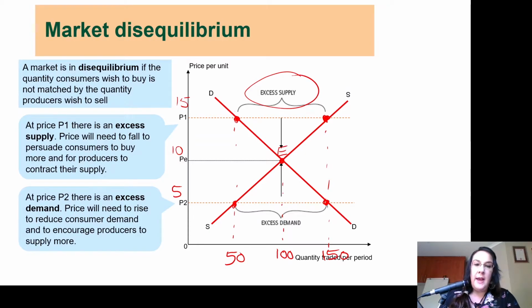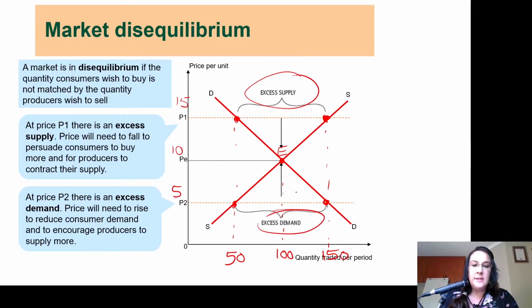So the supplier has to give in here. He has to kind of compromise and say, okay, let's drop the price to 10 and then I'll be happy about the negotiation. Then if I'm looking at excess demand, the price has to increase. So here the consumer needs to give in the negotiations. The consumer has to be happy to pay a little bit more. So the price has to increase.